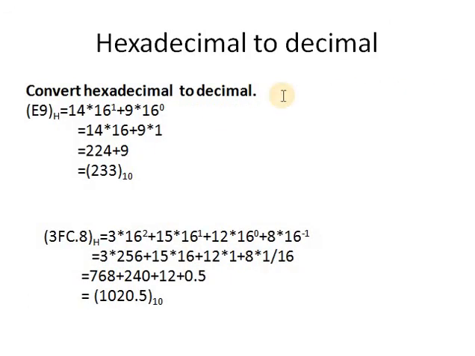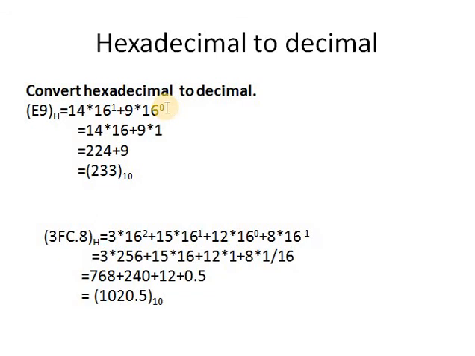See here, this is how we will convert hexadecimal to decimal. This is the given number, E9 base. We have given H for hexadecimal, or you can give 16 here. So see here, what is 9? 9 into 16 power 0. I have already said the steps. You have to multiply by 16.